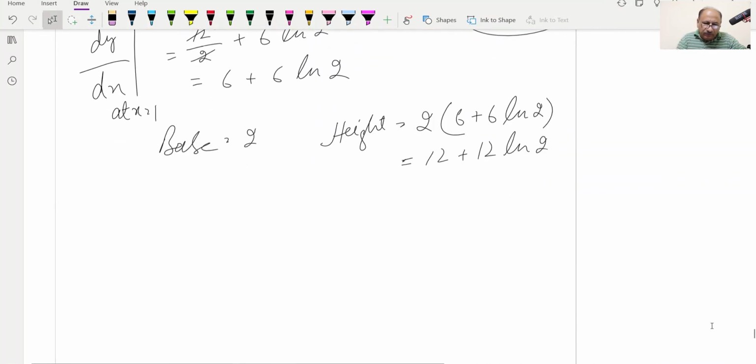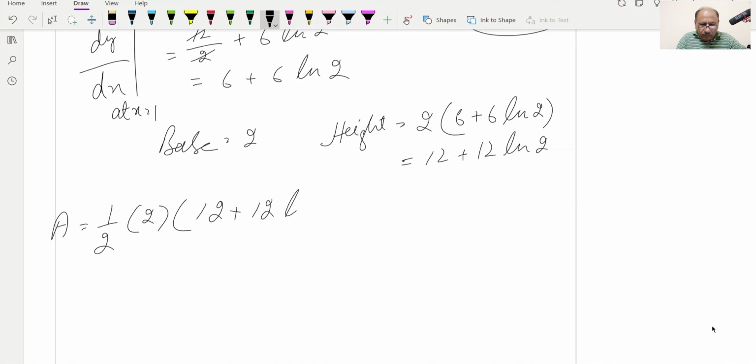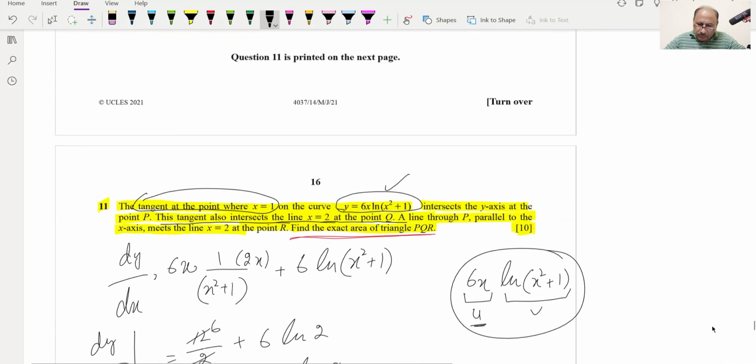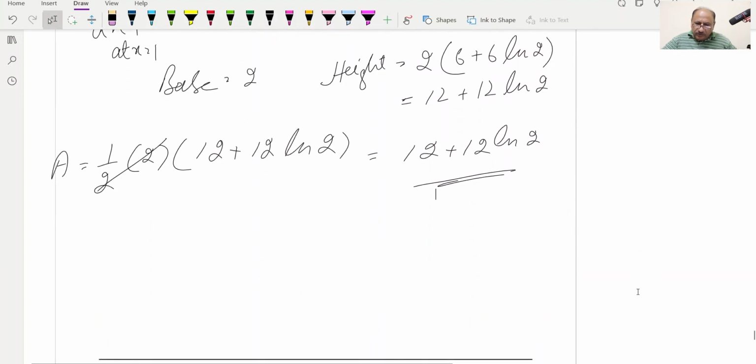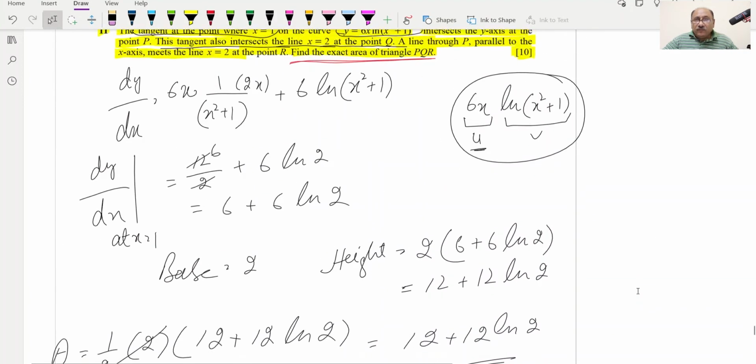And we can find now the area. We have height, we have base also, so area will be equal to 1 by 2 into base into height, and base is this one and height is 12 plus 12 log of 2, and this will be cancelled, and the answer we can write 12 plus 12 log 2, and this will be the answer which is required for this question. We are done with the paper.